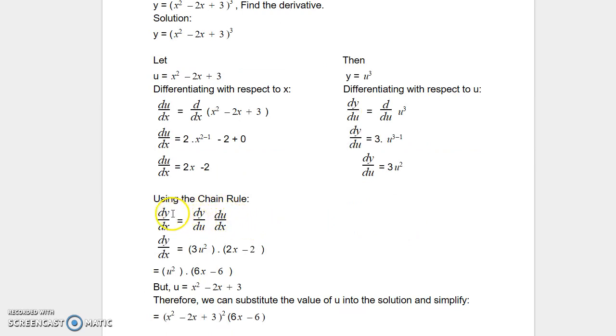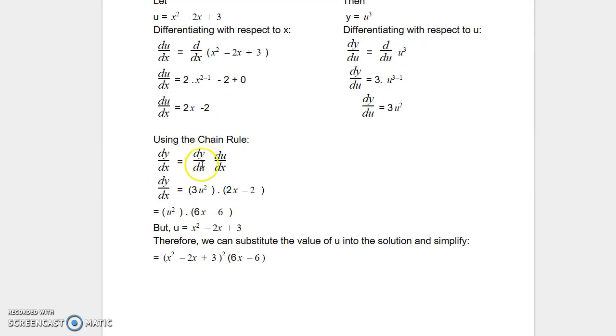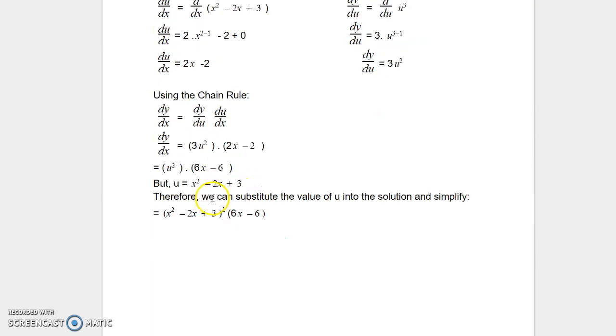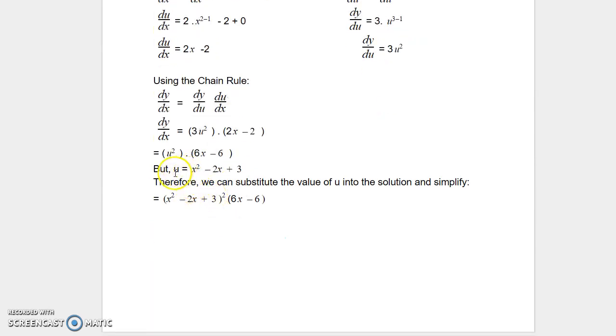The chain rule is stating that dy by dx is equal to dy by du times du by dx. We have the value of dy by du and we have the value of du by dx. So dy by du we can write as 3u squared as I showed here, and then we can write the value of du by dx as 2x minus 2 as shown here. Now we can simplify it some more.